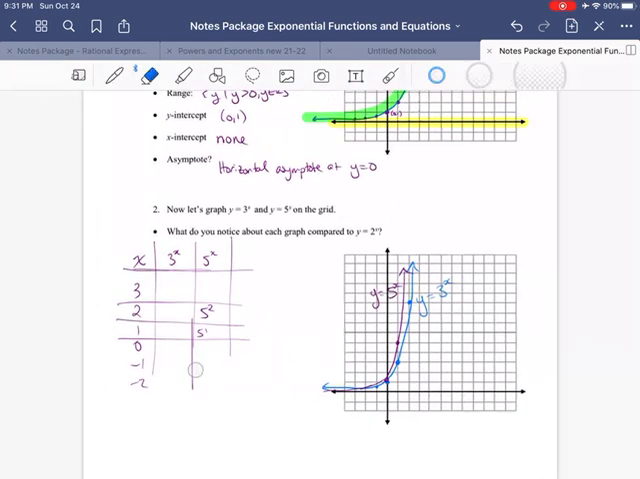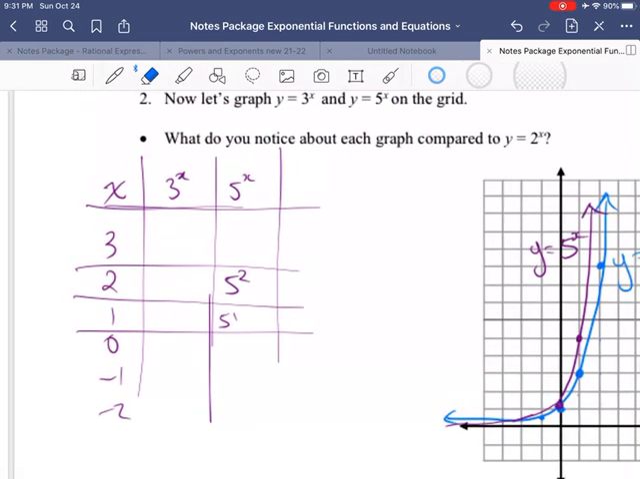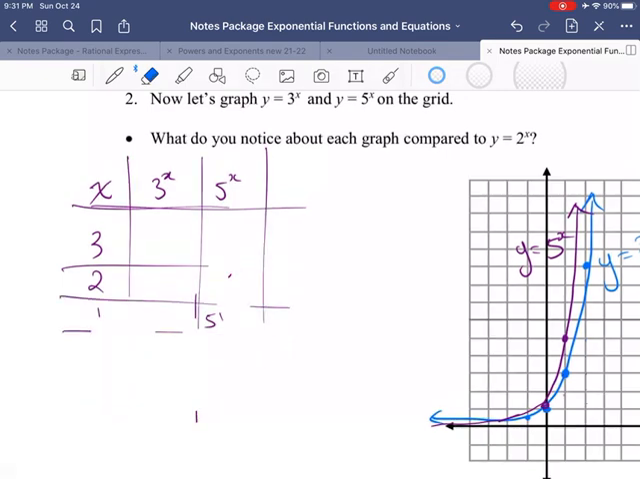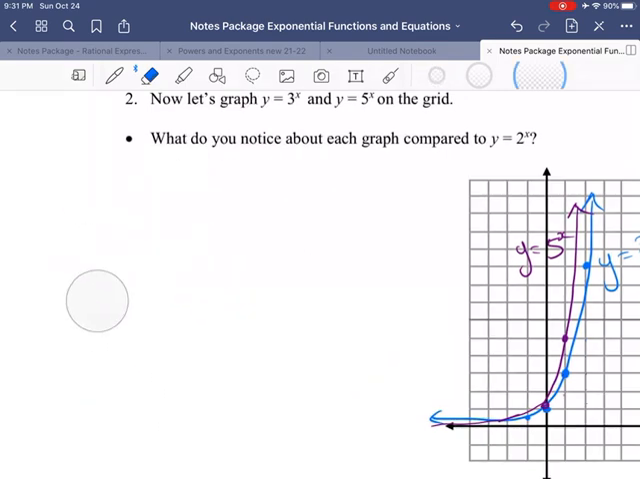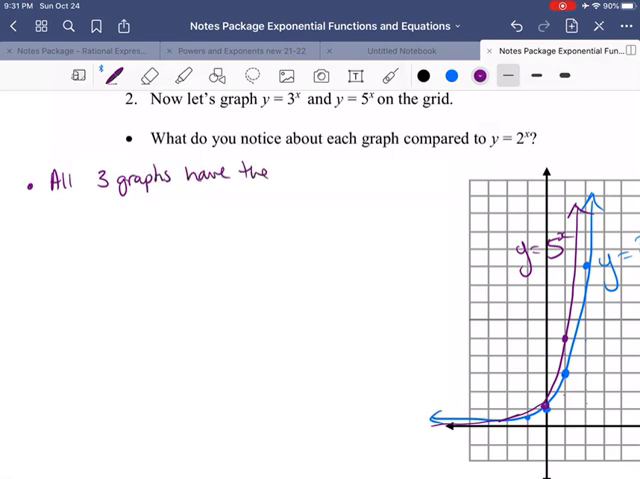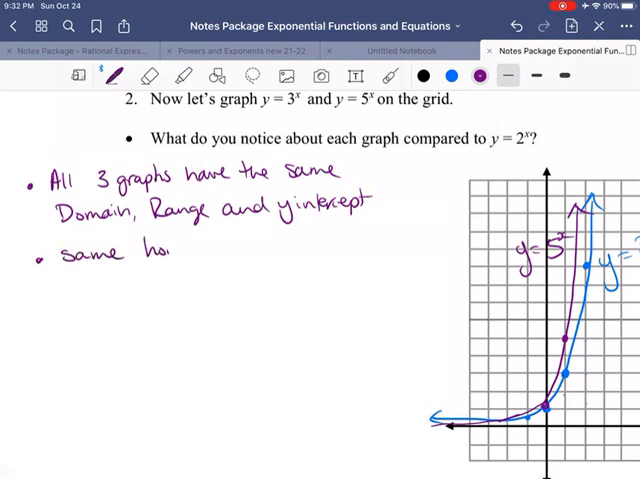So what do we notice about all this stuff? Well, let's write a little summary. All three graphs have the same domain, range, and y-intercept, as well as the same horizontal asymptote.